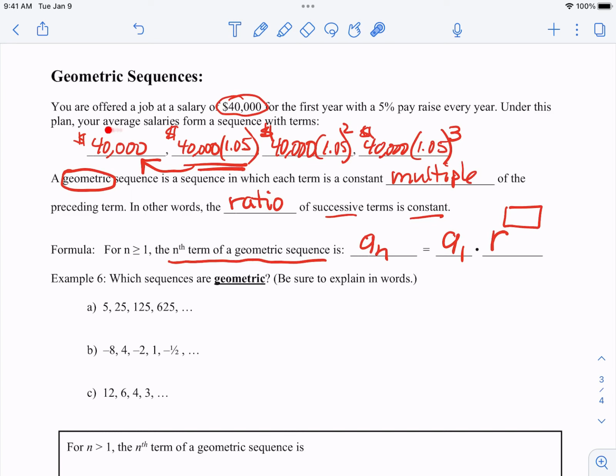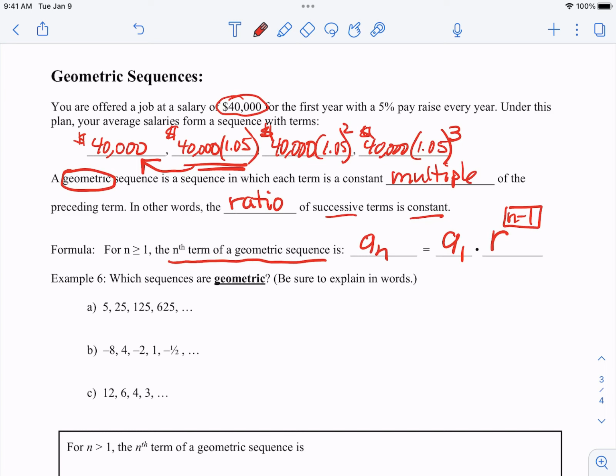The first term had no powers. The second term had 1 power of 1.05. The third term had 2 powers. The fourth term had 3 powers. So maybe you can catch that the powers are always 1 less than the term number. Very similar to our formula for arithmetic, you have an n-1 involved with that. So that's going to be our formula for finding the nth term of a geometric sequence.